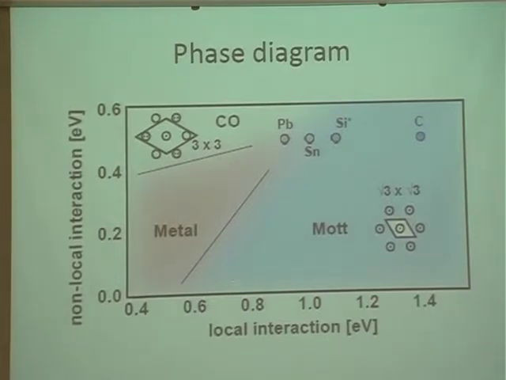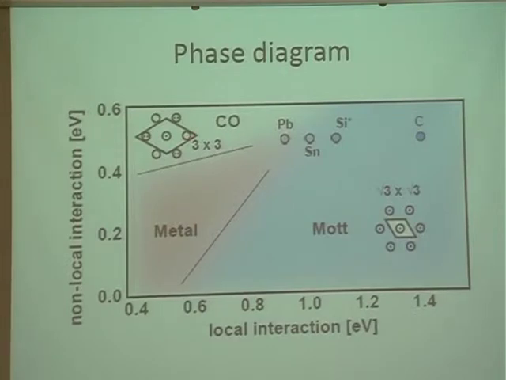If you decrease U, you get to the metal. If you increase V, you get into charge ordering. And charge ordering here is actually interesting. You triple the unit cell. You're on a triangular lattice. You triple the unit cell, and you have one site with 2 electrons, one singly occupied and one empty.